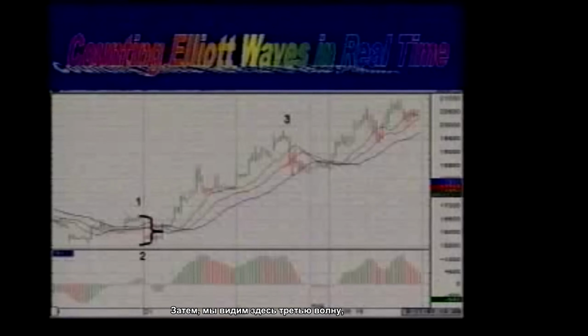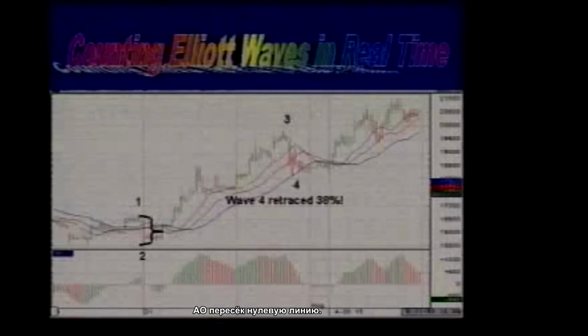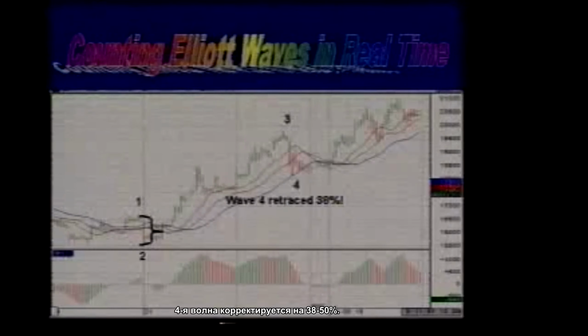It can retrace 100%. It cannot retrace more than 100%. So then we come up here, we find that wave 3 is there because we have the peak in the oscillator. Wave 4 comes back here. The minimum requirements are met again when the oscillator crosses the 0 line. And wave 4 retraced 38%.